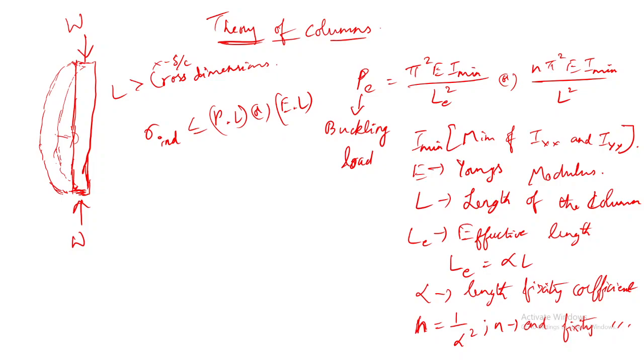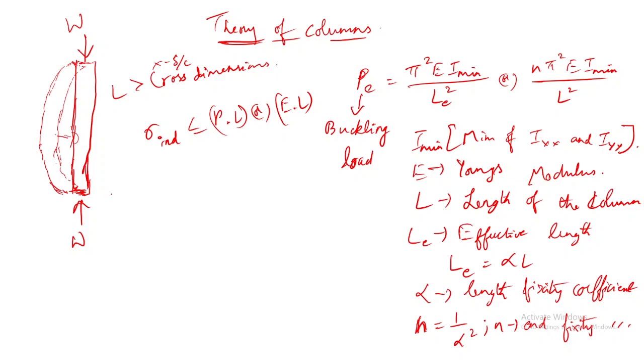So the assumptions here we are making are that the load is truly axial and crushing is neglected. Actually, crushing is when the column fails because the stress is greater than the yield stress in compression. That is termed as crushing. Here we are assuming crushing does not happen, and that the length of the column is large compared to its cross-sectional dimensions.